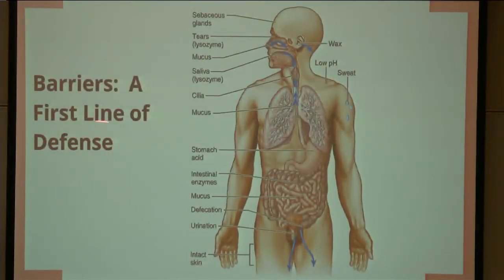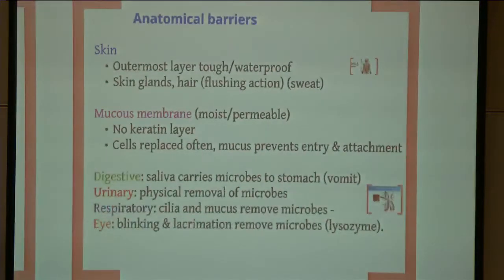This is just a recap of all the first line. We haven't talked about them all yet. We've just talked about sweat, for example, or having intact skin, but we can also see having cilia along the respiratory tract, chemicals within your tears and saliva, mucus all along the GI tract, different enzymes, urination.